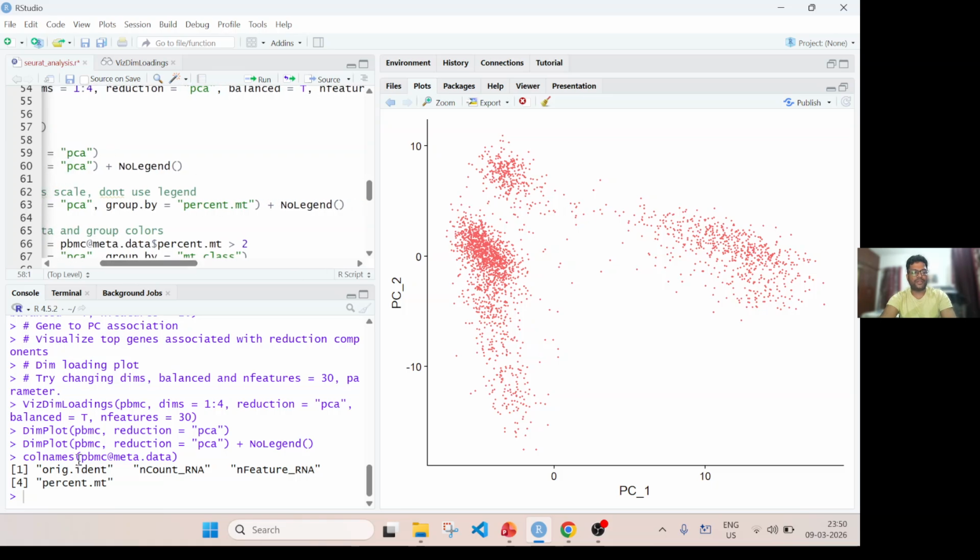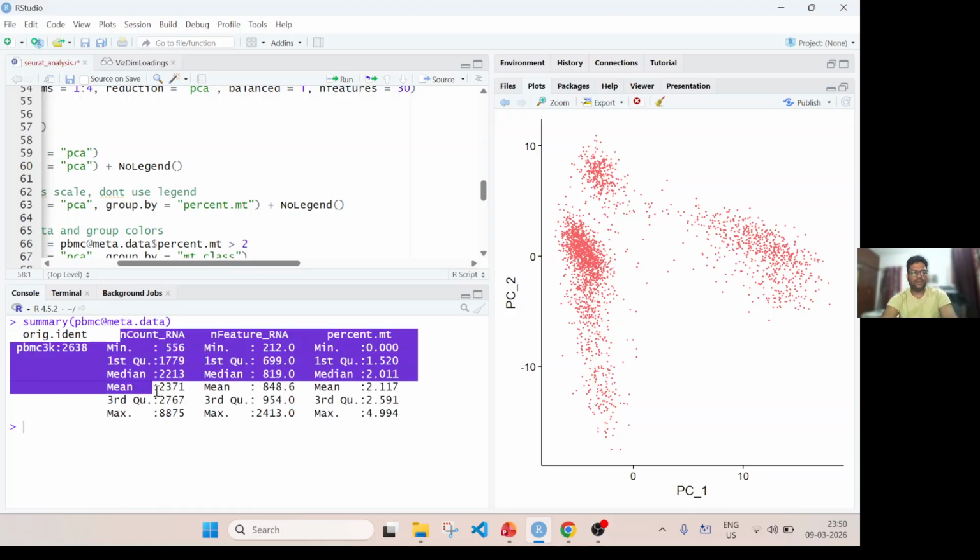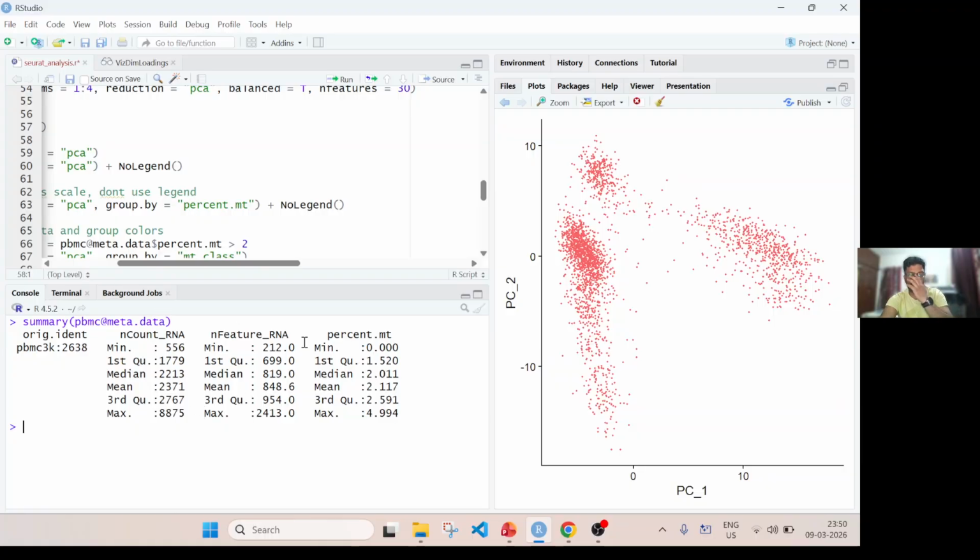Here, these are all continuous scales, so they are not categories like high mitochondria or low mitochondria. To show you an example, if I take PBMC at the rate metadata and do a summary function over it, you will see that these are numeric, all continuous data. The minimum is 556 and the maximum is 8875. Similarly, for percentage of mitochondria, the minimum is 0 and the maximum is 4.994. So these are not categorical data.